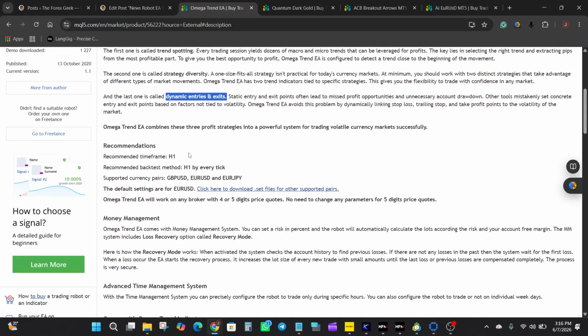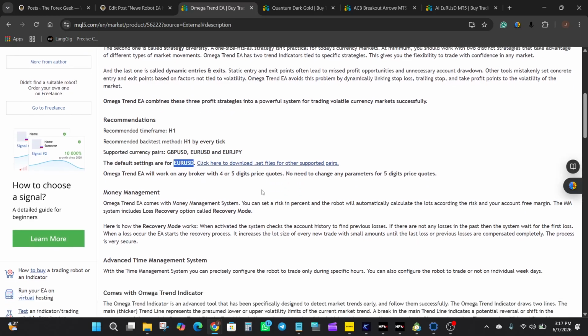As I continue down the page, we can also see the recommended trading conditions. The suggested time frame is H1, and the recommended backtest method is every tick. Supported currency pairs include GBP USD, Euro USD, and Euro JPY, with the default settings configured for Euro USD. Now, the developer also provides separate set files for the other supported pairs.